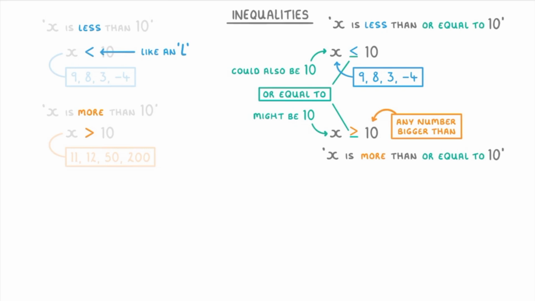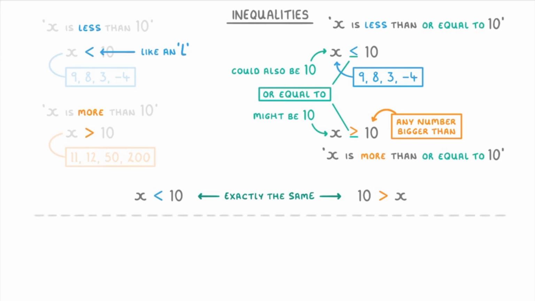Another important thing to know is that when we take an expression like x is less than 10, that means exactly the same thing as 10 is more than x. In both cases, we're saying that 10 is the bigger value and x is a smaller value.